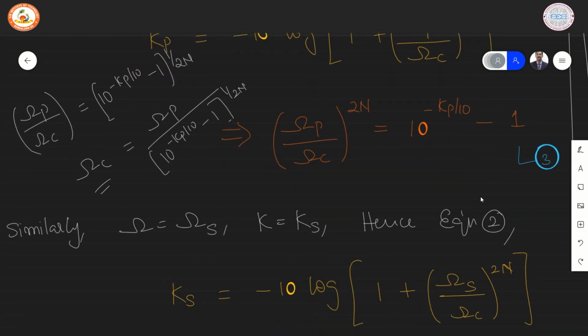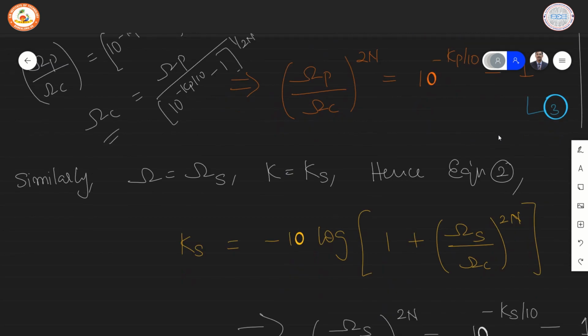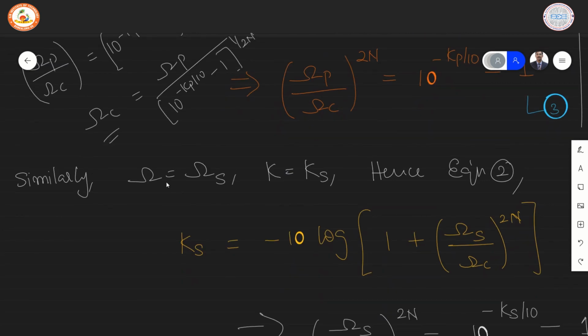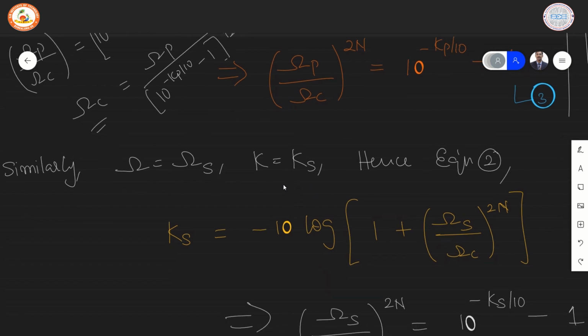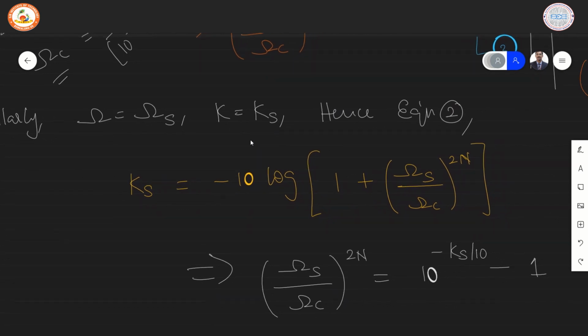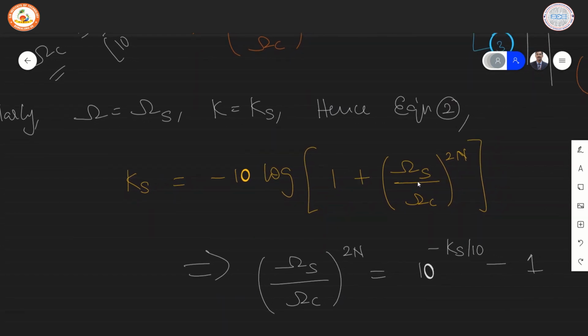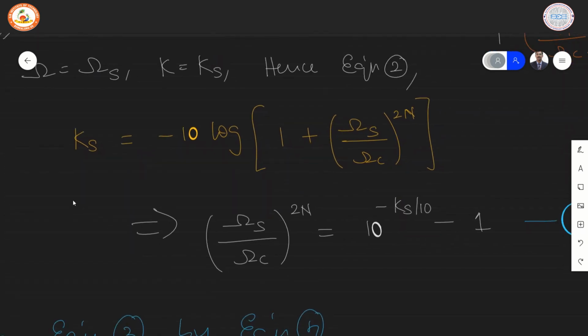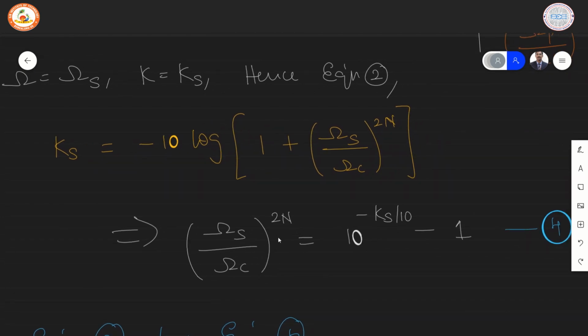In a similar fashion, in equation 2, when we consider the frequency ω equals ωs, we are aware that the gain is equal to Ks. And we get a similar result as we had got in equation number 3. The changes are, in place of ω, we have ωs, in place of K, we have Ks, and the equation simplifies to a form as shown in equation number 4.